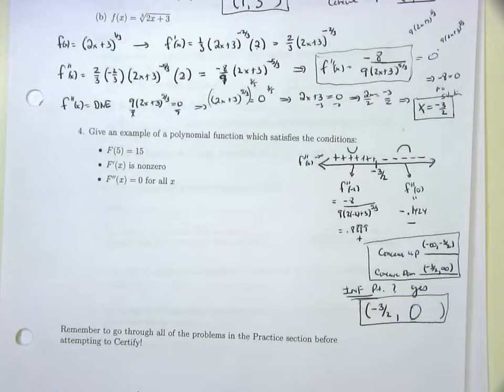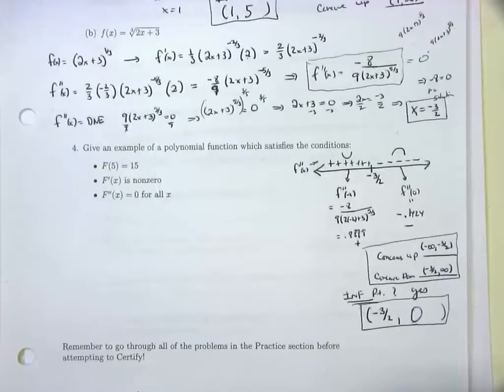Now, on this particular problem, number 4, you're always in trouble when they tell you to give an example, but there's actually only one type of example that's going to work on this problem because you're going to have to outthink it. It says, give an example of a polynomial function which satisfies the condition: f of 5 equals 15, f prime is not 0, but f double prime is 0.